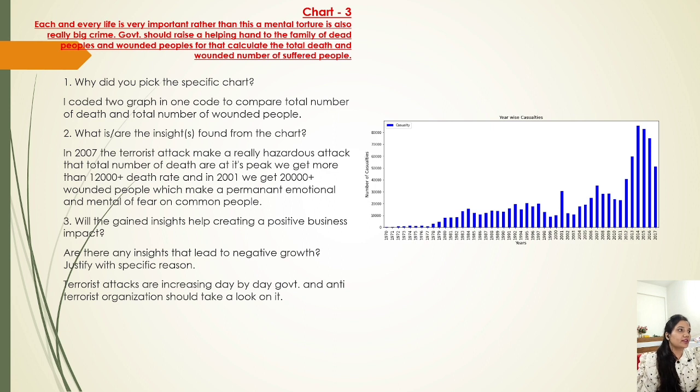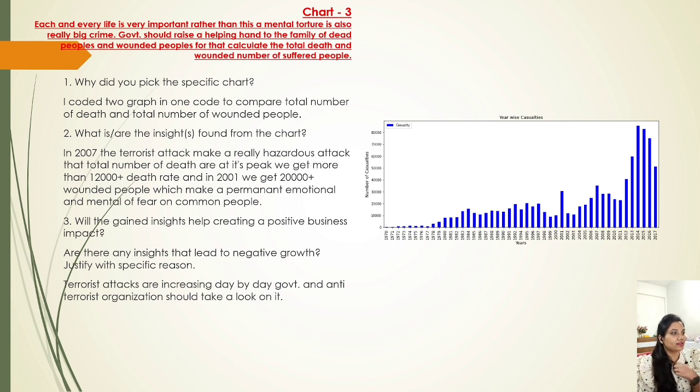Next we are finding the total deaths and wounded. Each and every life is very important, and mental torture is also a really big crime. Government should extend a helping hand to the families of dead and wounded people, and for that we calculate the total death and wounded number of suffered people. So I picked this chart. I coded two graphs in one code to compare the total number of deaths and the total number of wounded people.